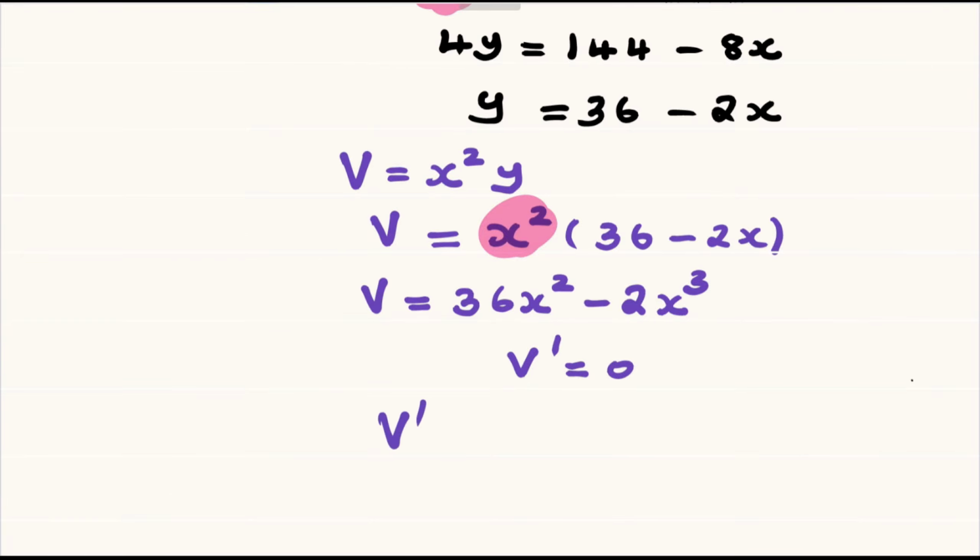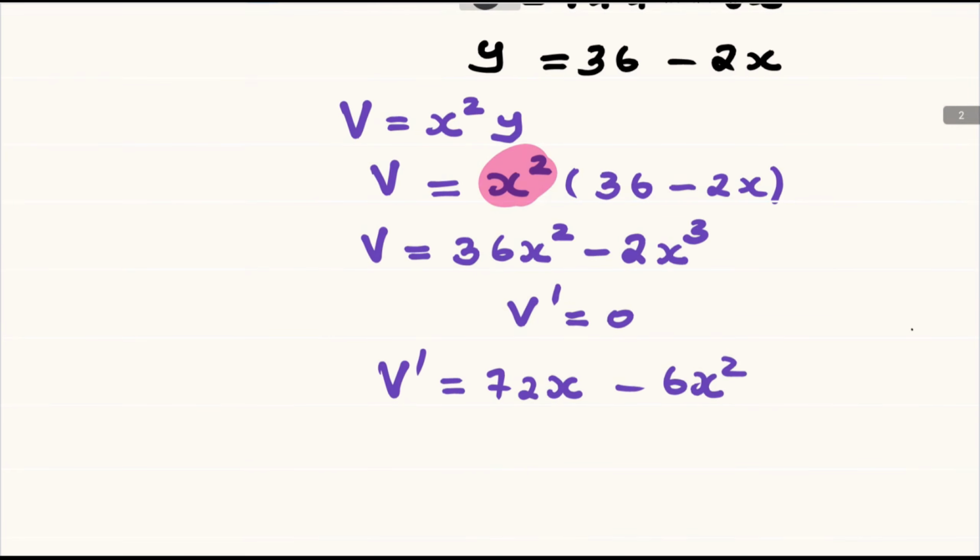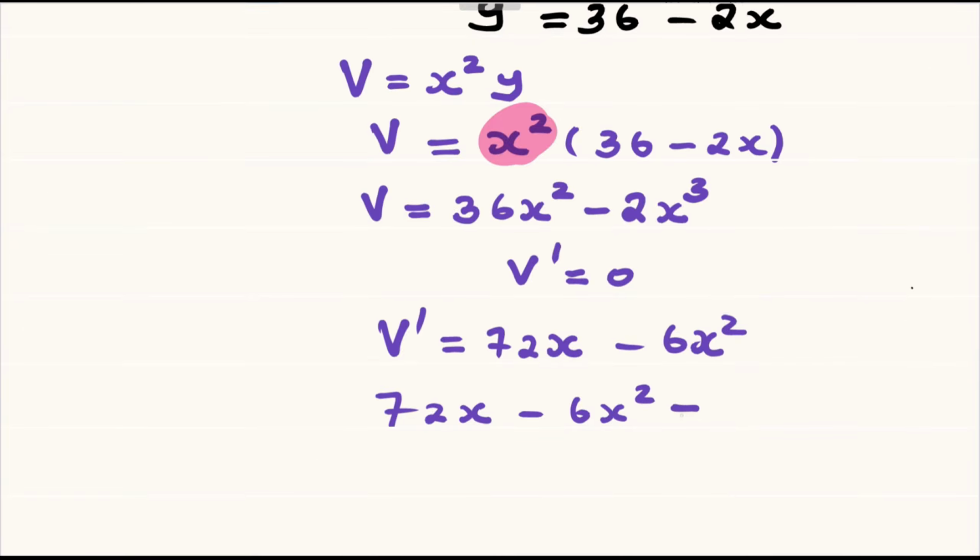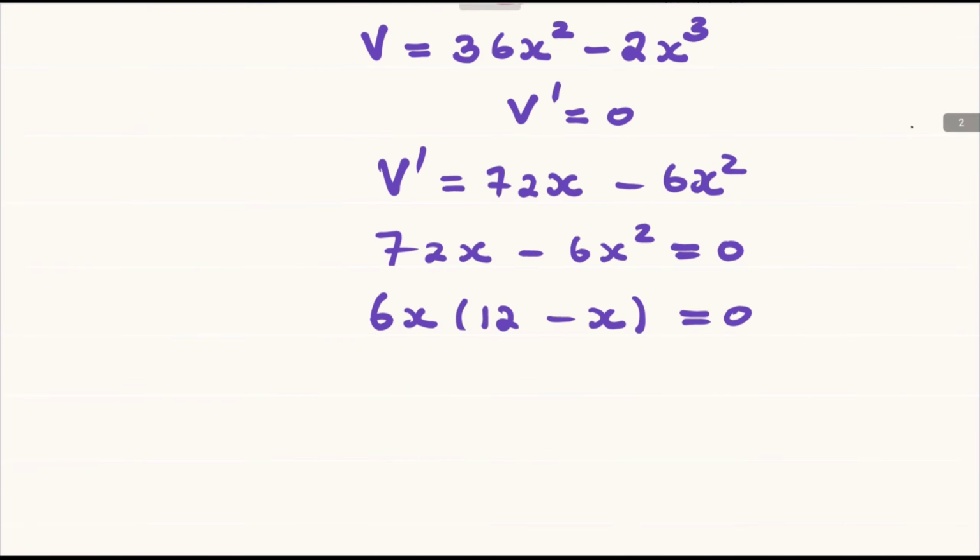So the derivative of the V will be equal to the derivative of 36x squared, which will be equal to 72 multiplied by x. The derivative of negative 2x cubed will be negative 6x squared. And now we equate the 72x minus 6x squared to 0. And we take 6x as our common factor, and our parentheses will open up to 12 minus x. And this will be equal to 0.